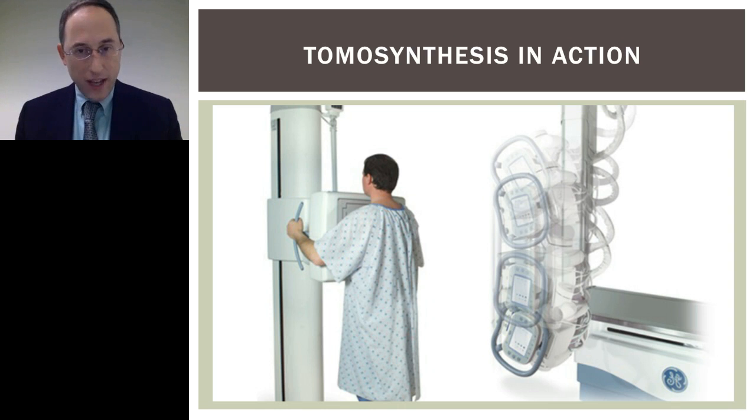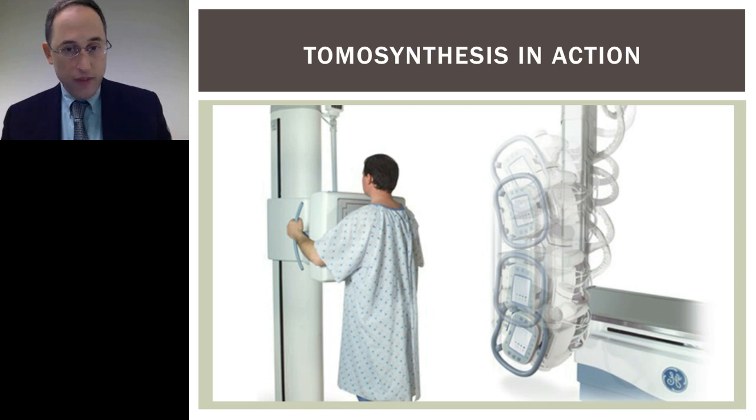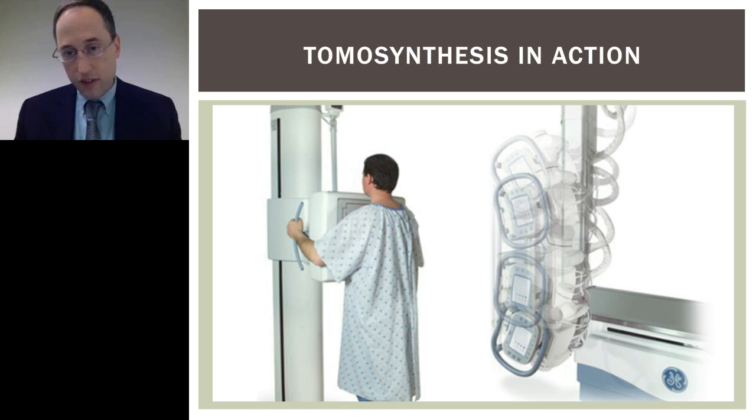This is a picture of an actual tomosynthesis instrument, and you can see it looks just like a regular chest radiograph setup. You've got the patient in front of the detector, and you can see the source over there on the right. But the source moves up and down, tilts, always pointing at the detector while it acquires all these images.